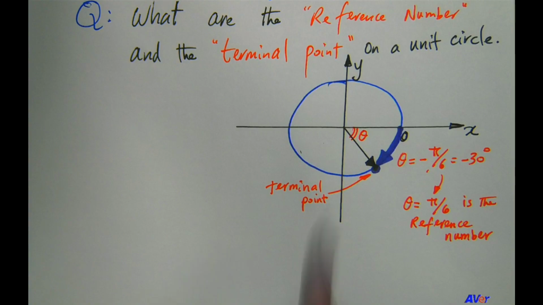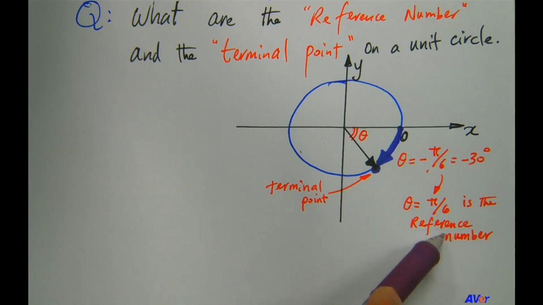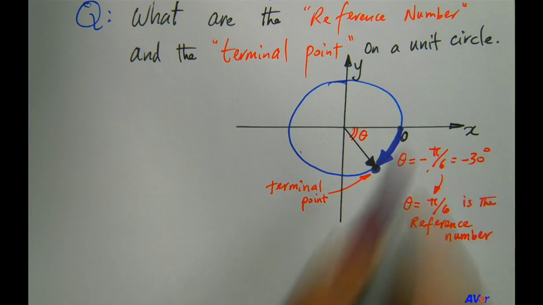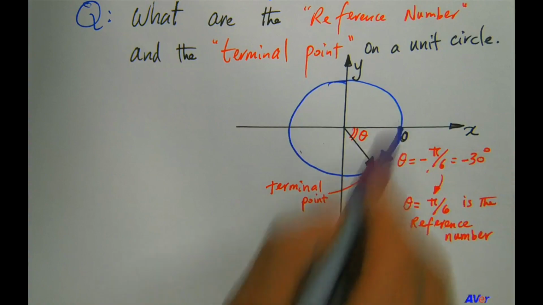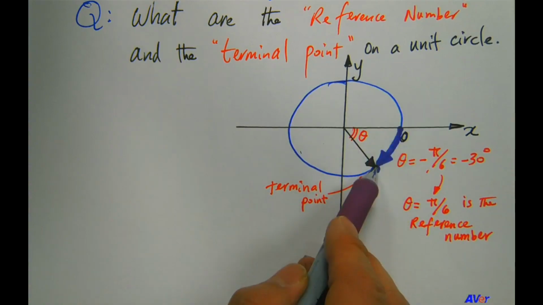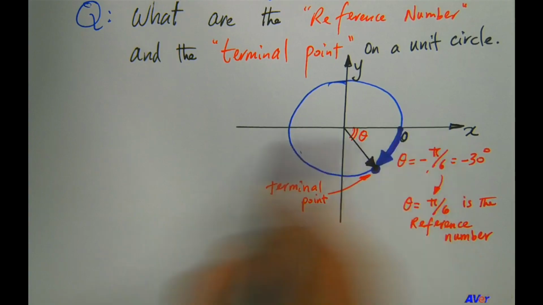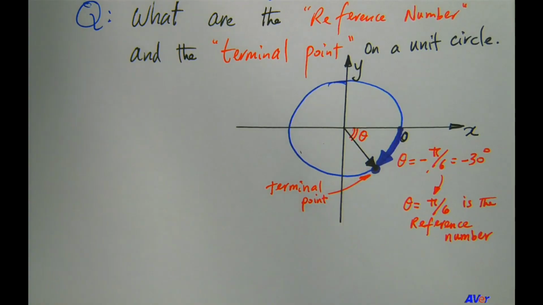Let me say that again. The reference number is the shortest distance, I should say arc distance, not straight distance, but on an arc on the circle. It is the shortest arc distance between the x-axis and the terminal point of an angle. Okay? Let's write that down.